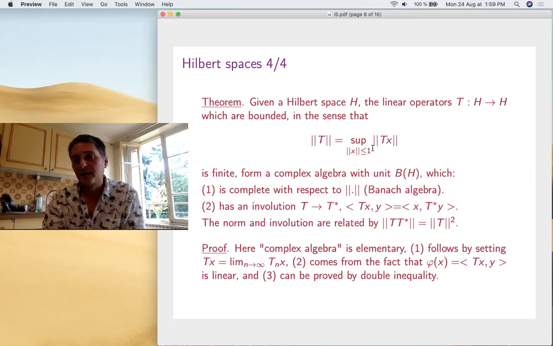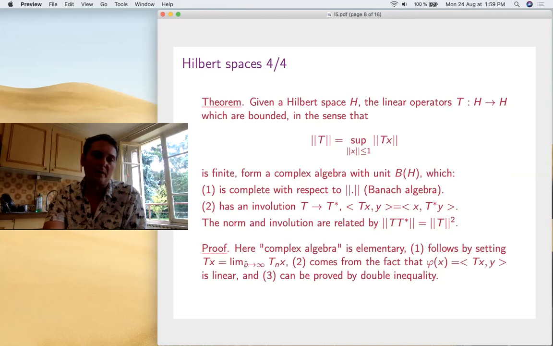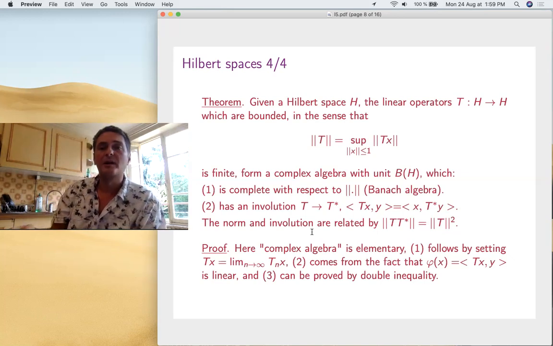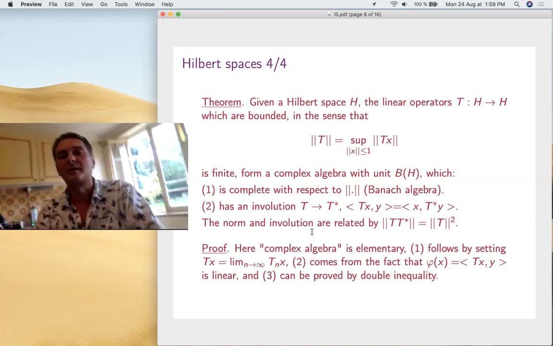So what can we say about these guys? They form a complex algebra called B of H. This is complete with respect to the norm. Why? Because if you take a Cauchy sequence, you can define pointwise limits, and that's your limit. Then also you have an involution, a kind of adjoint matrix, given by this formula, exactly as for adjoint matrices. In this setting, this comes from the fact that this is linear in X, so it should be X scalar product with something. And finally, the norm and involution must be related by this formula over here.